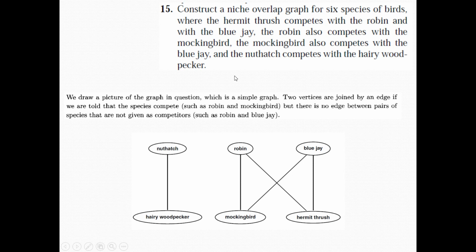And what about the next part of the question? Because we can see there is an edge all alone. Nuthatch competes with Hairy Woodpecker, so Nuthatch competes with none of the other species. And Hairy Woodpecker competes with Nuthatch. So Nuthatch and Hairy Woodpecker are connected to each other only. None of them is connected to any of the rest of the species. So this is how we can construct a niche overlap graph.